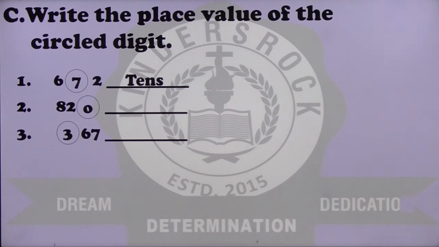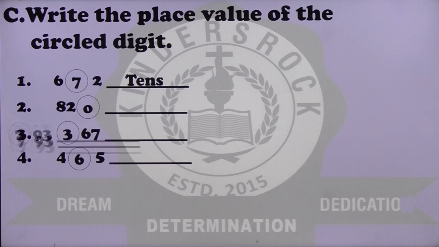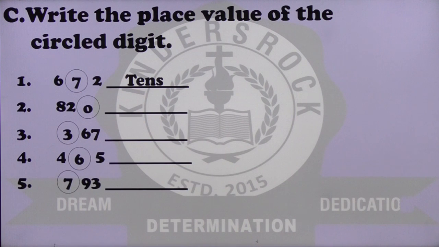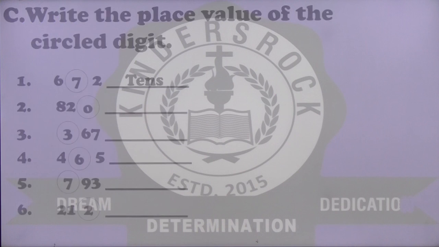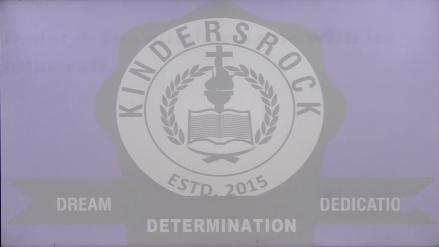367, and the circled digit is 3. Right? And then comes 465. The circled digit is 6. And then comes 793, and the circled digit here is 7. And the sixth one, 212, the circled digit here is 2 in the end. Okay, so it will be either ones, tens or hundreds. Right, let us do the next exercise.